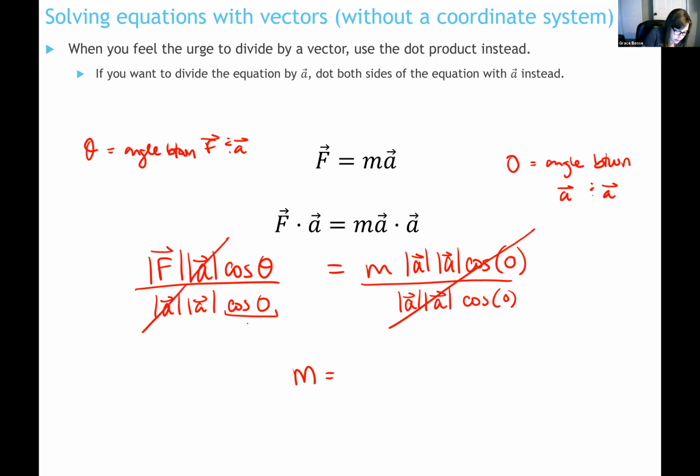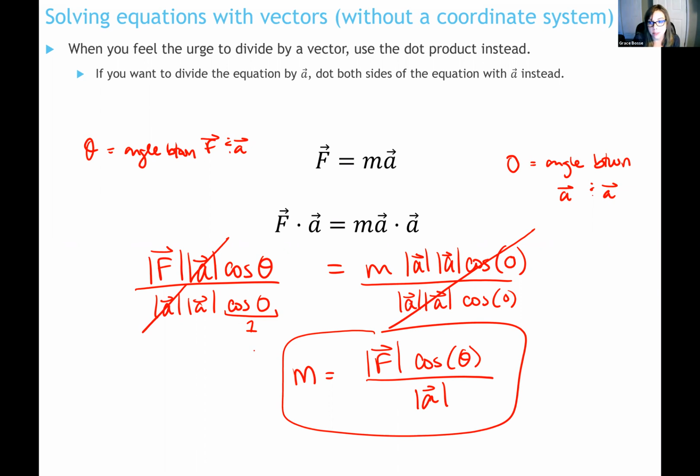The cosine of 0 is just the number 1. And so in the end, my expression for M is just the norm of F times the cosine of theta, all divided by the norm of A. And again, theta is the angle between vectors F and A when they are drawn tail to tail. All right, so I have my final expression. I solved this equation and I did not divide by a vector.